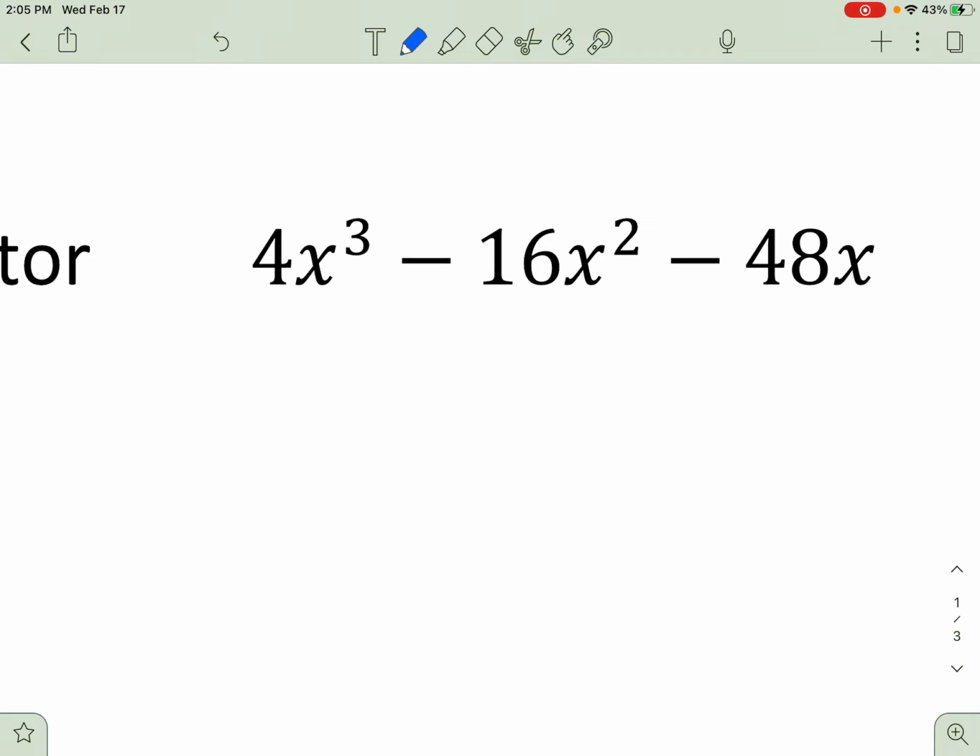Hopefully you have, at this point, factored it on your own and paused the video, but just in case, here is the answer to this problem.